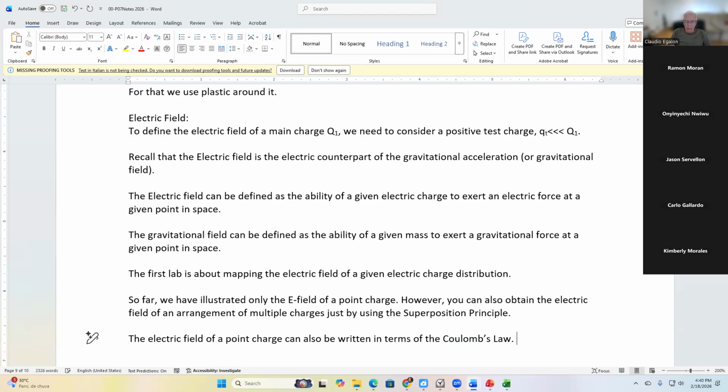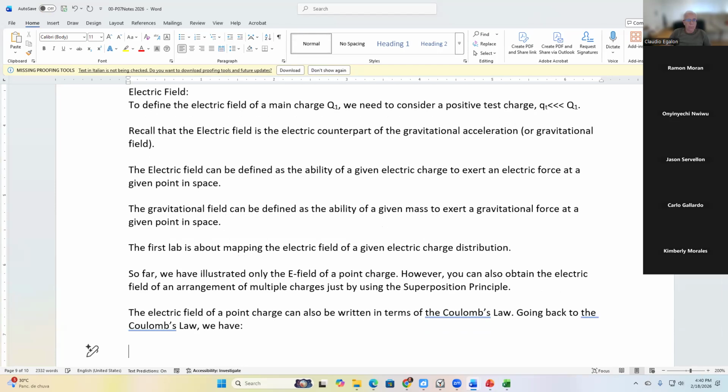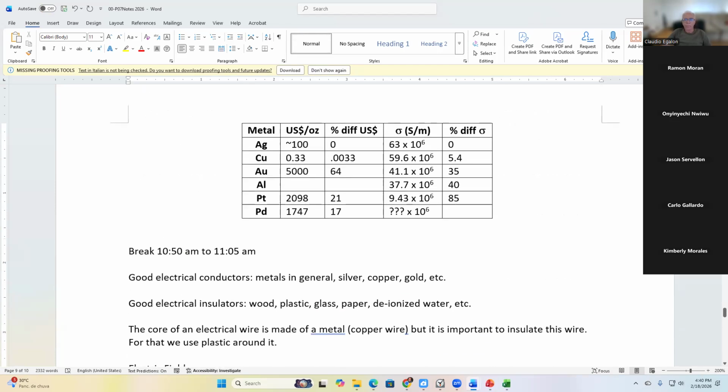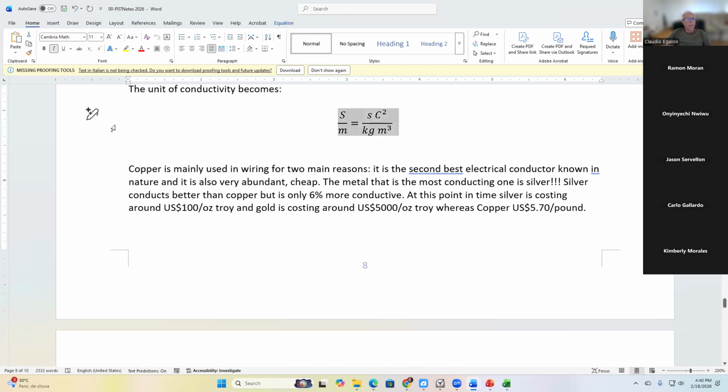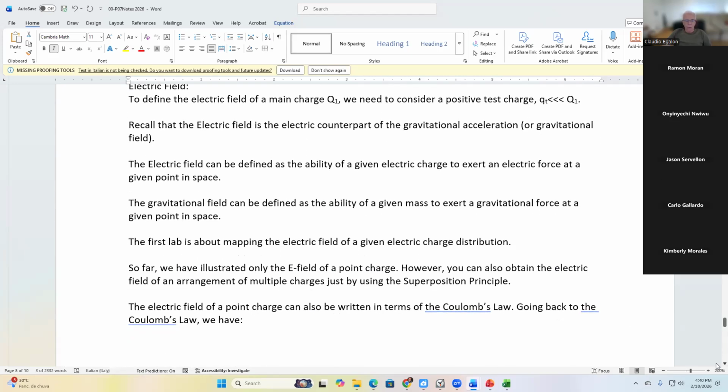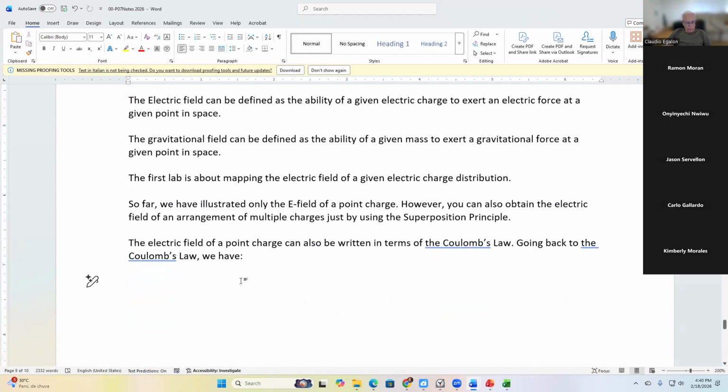Okay, so going back to Coulomb's law, what we have to do. We have to get the force between my main charge, okay? Force between my main charge 1 and my test charge T, right? Remember that?